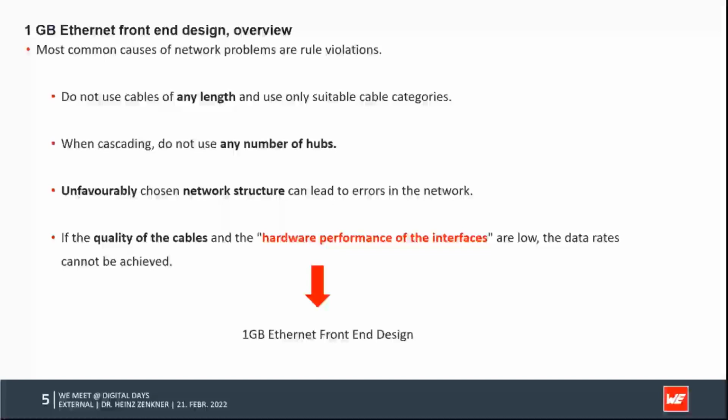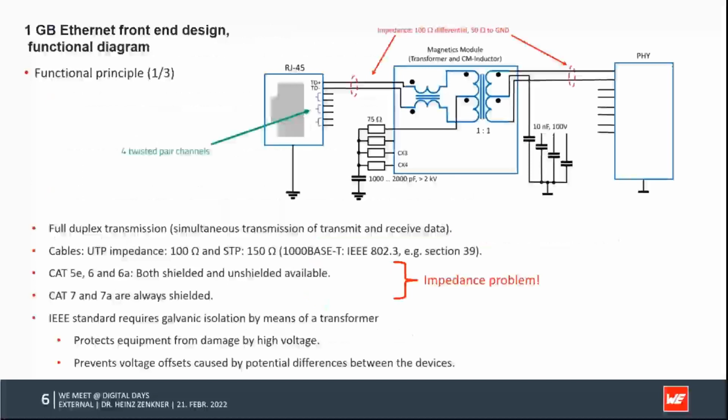So the quality of the cables, and last but not least, the hardware performance of the interfaces of the hardware itself, they decide eventually if the whole thing works or not. Today we will talk about the hardware performance of the interface, which is, I think, the most crucial point, because there you can make many things wrong, which are very difficult then to find out where the reason is. So if you look closer at it, this is the functional principle here.